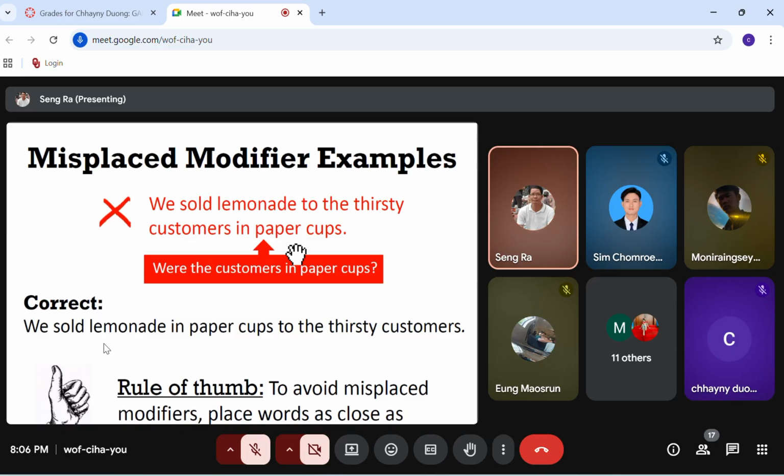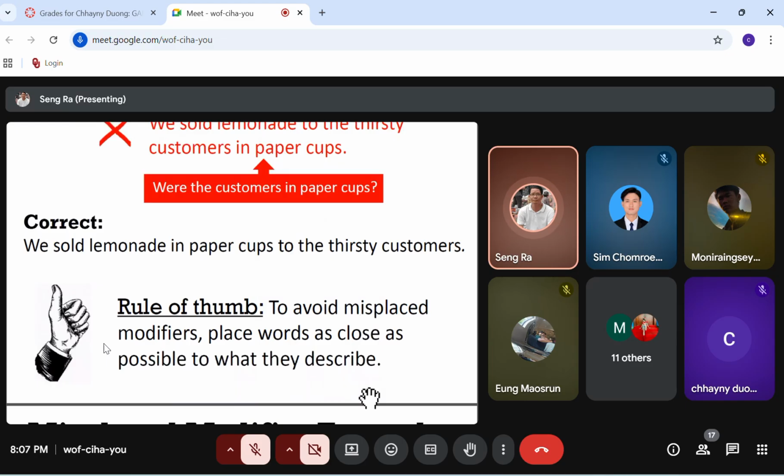So it's better to say that we sold lemonade in paper cups to the thirsty customers, rather than we sold the paper cup to the customer. Maybe in another world, in an imaginary world, it's possible. In a fantasy world, but in the real world, no. So to avoid misplaced modifiers, place words as close as possible to what they describe.